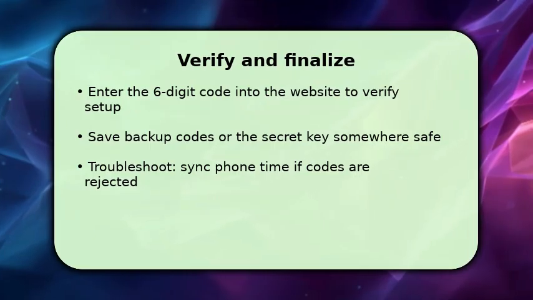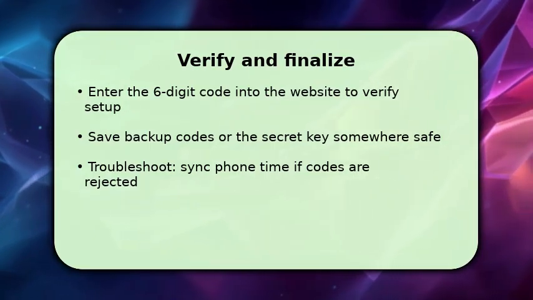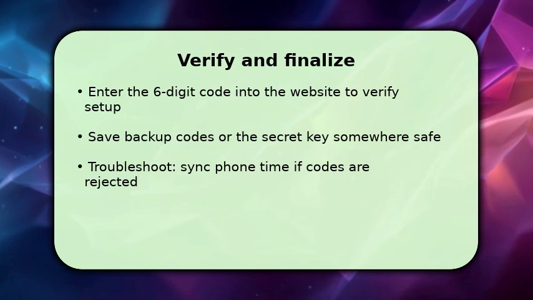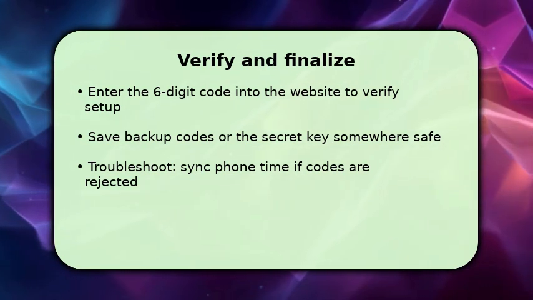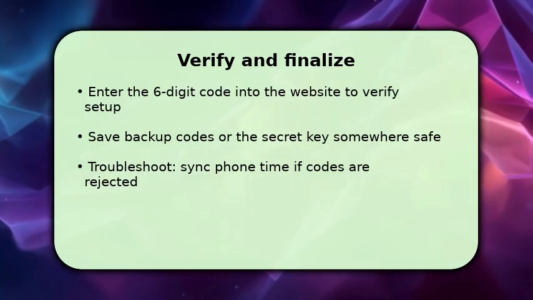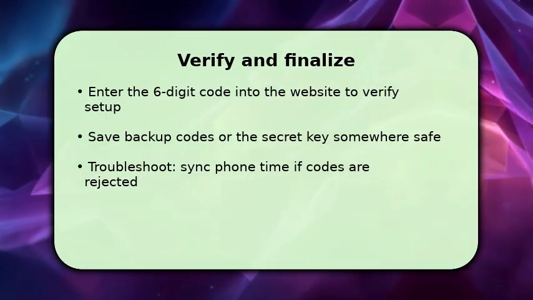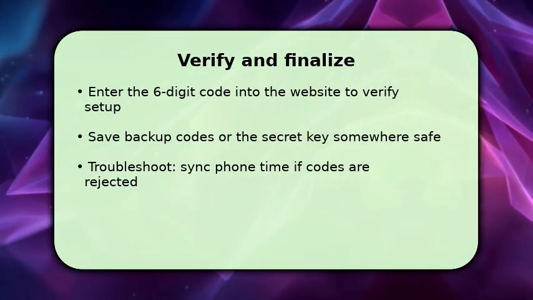Finish by entering the 6-digit code from Google Authenticator into the website's verification field. This confirms the pairing. After it accepts the code, save any backup codes or write down the secret key and store it securely offline. Make sure to label the account in the app for future clarity.